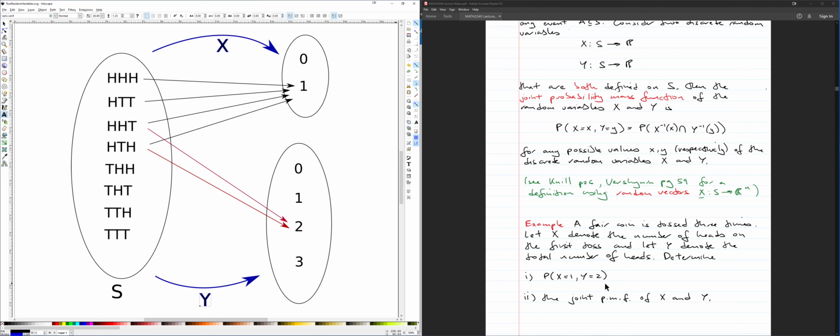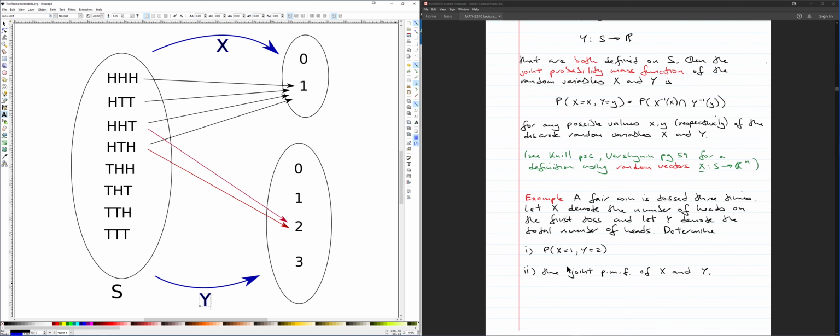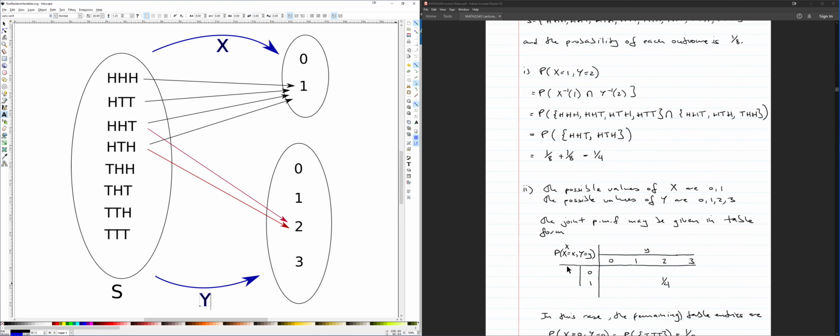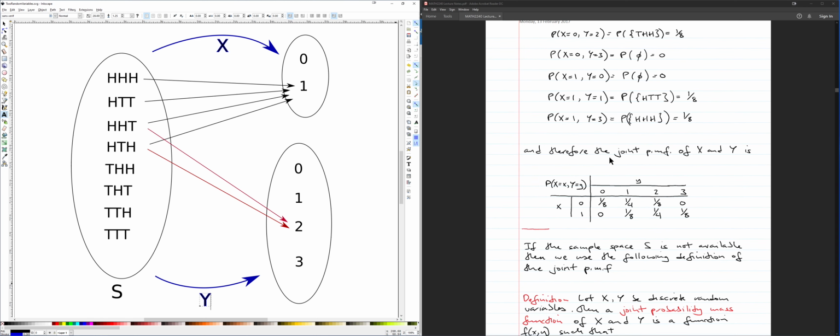Okay, so for this probability mass function, the possible values for the x would be either 0 or 1, and for the y would be 0, 1, 2, and 3. And we're specifying each of those values. Okay, and let's get to the table, specifying each of those values.